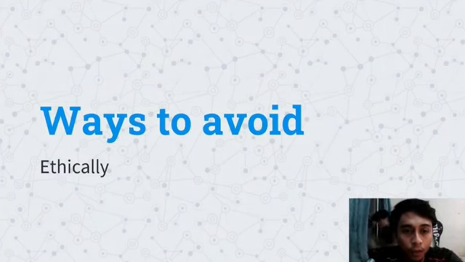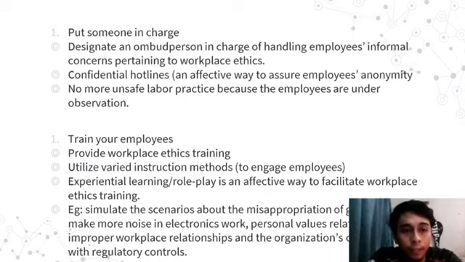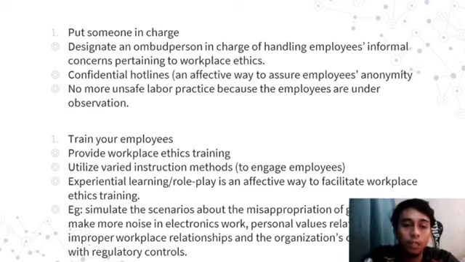Next, I will explain ways to avoid it ethically. Ethically, first is to put someone in charge. We will designate a person in charge of handling employees' informal concerns pertaining to workplace ethics. Confidential hotline. No more unsafe labour practice because the employees are under observation.